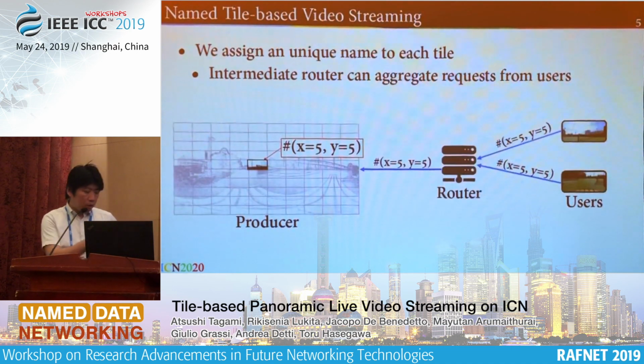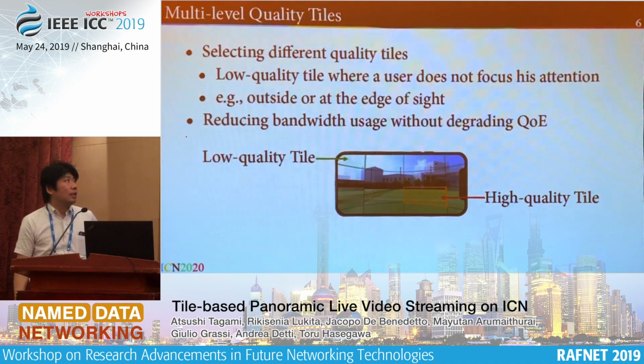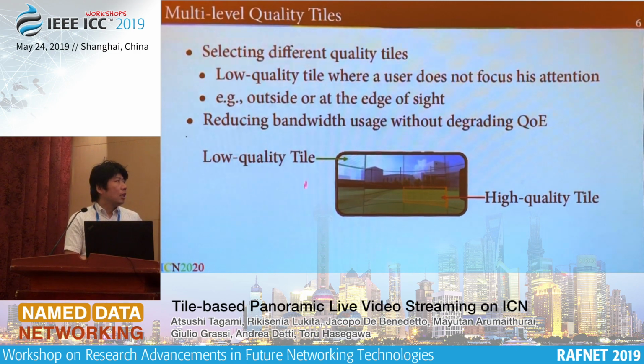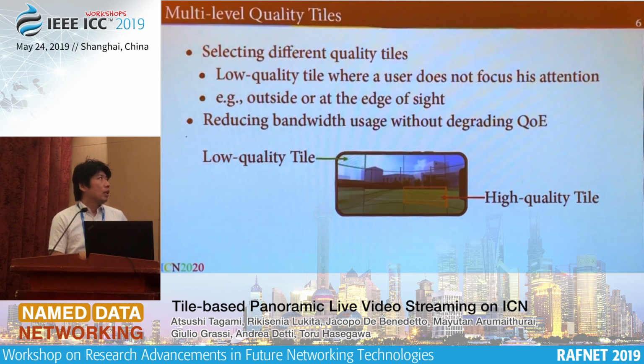But in this case, we cannot decrease the traffic on the last one hop. This is the access network traffic. And then the next idea is multi-level quality tiles. So we prepare multi-level quality tiles, for example a low quality tile and a high quality tile, and the user selects different tiles.